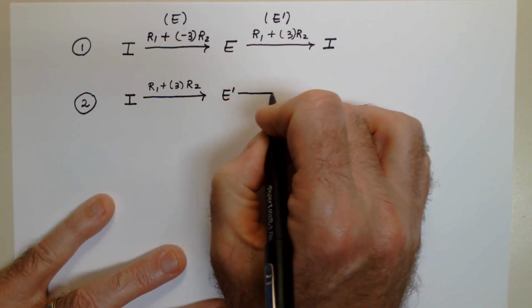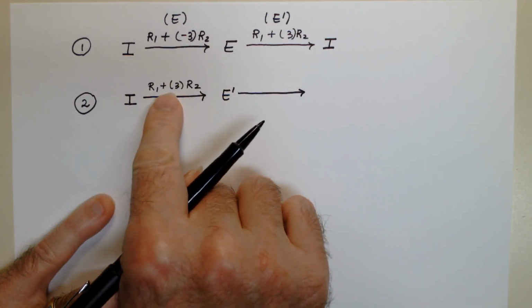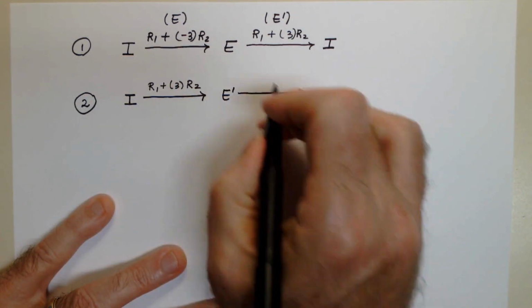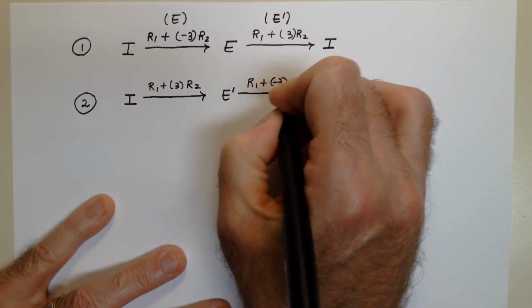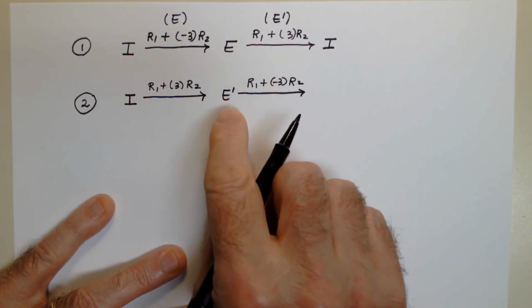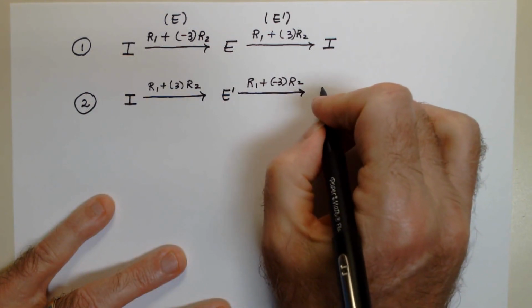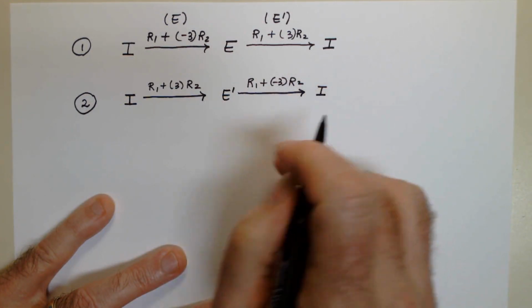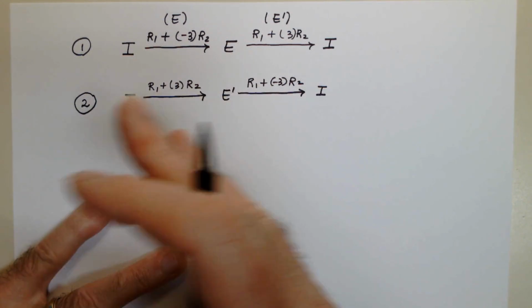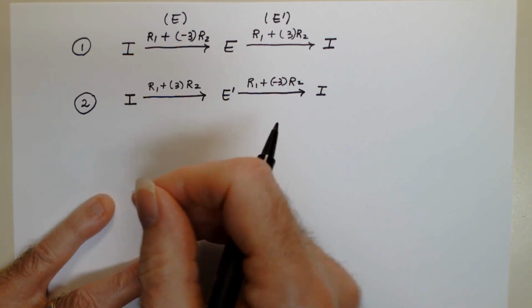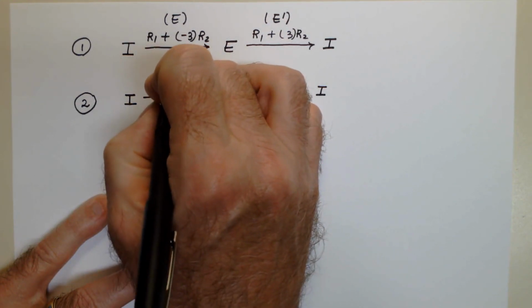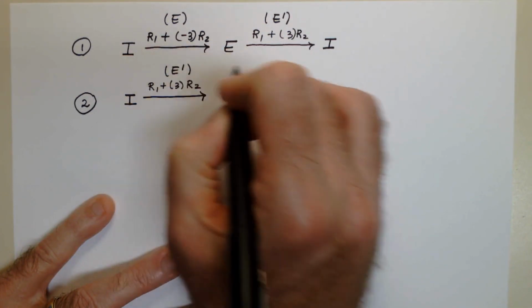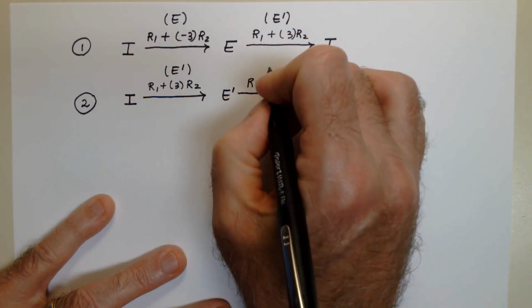And now I'm going to undo this row operation by performing this row operation. And that's going to take me back to the identity. Now above each of these, let's write the matrices that have the same effect through multiplication. So this is going to be E prime, and this is going to be E.